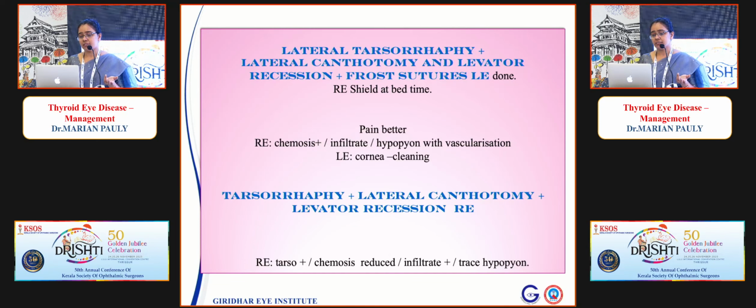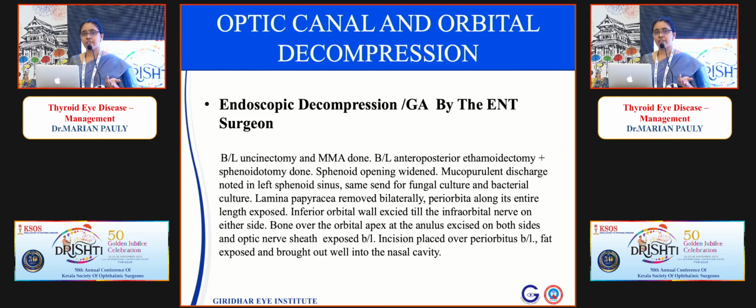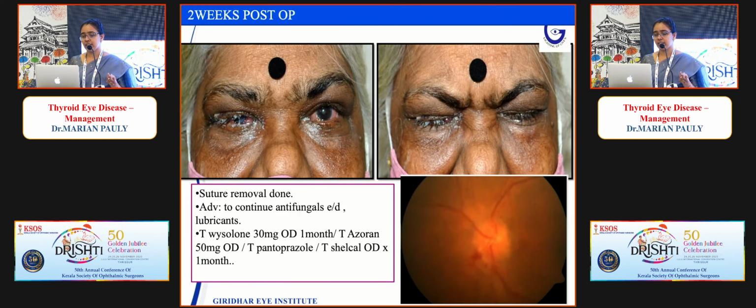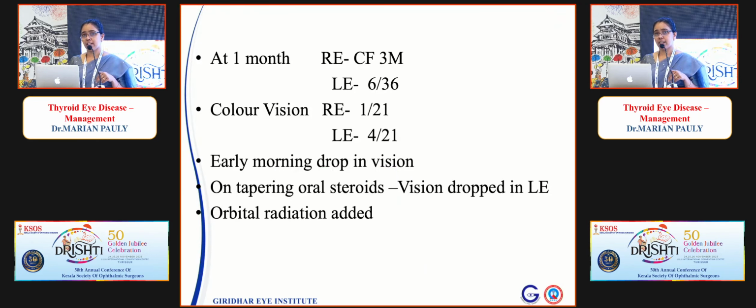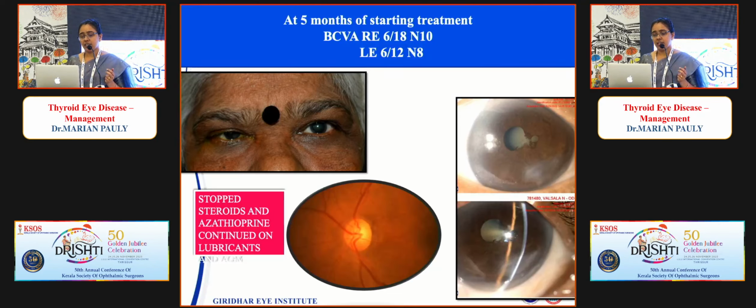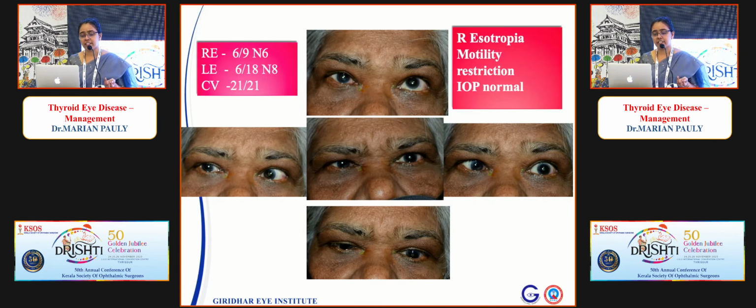A regular tarsorrhaphy will not help. So I did a canthotomy, cantholysis, then a levator recession, and then a tarsorrhaphy just to protect the cornea. Post tarsorrhaphy, she improved, the cornea improved, then she underwent endoscopic decompression, and vision also improved. This is her 2 weeks post-op, but after tapering the steroids, vision again dropped, then she underwent radiation. After radiation, she developed cataract and underwent phaco. Eventually, she did well with squint remaining.